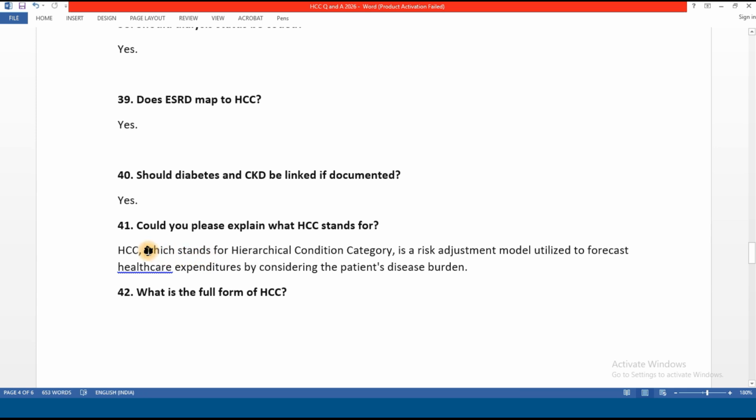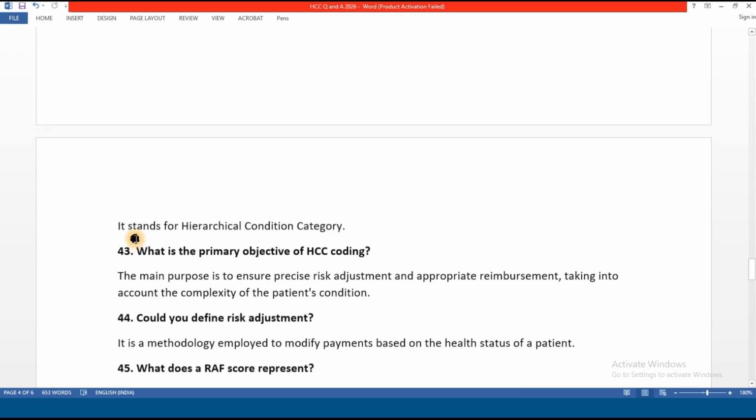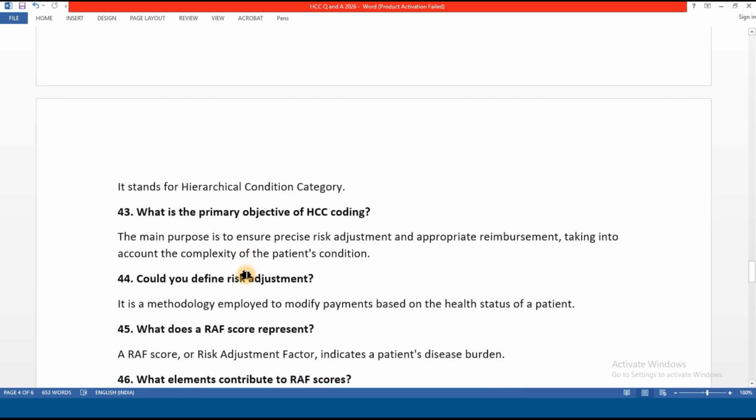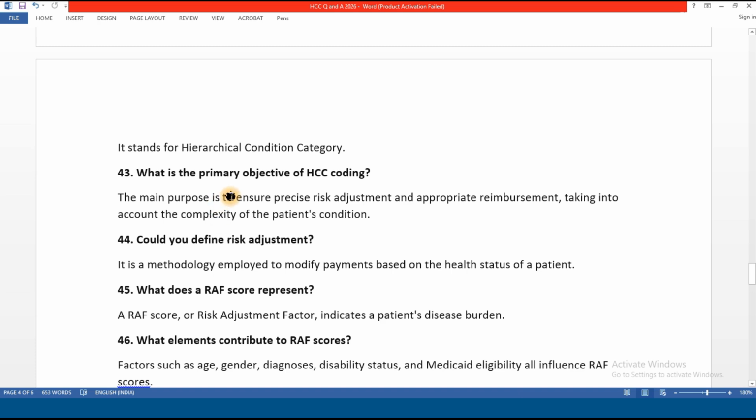Could you please explain what HCC stands for? HCC stands for hierarchical condition category, which is a risk adjustment model utilized to forecast healthcare expenditure by considering patient disease burden. Okay. Next one, what is the full form of HCC? As we have discussed previously, the full form of HCC is hierarchical condition category. What is the primary objective of HCC coding? The main purpose is to ensure precise risk adjustment and appropriate reimbursement, taking into account the complexity of the patient's condition.